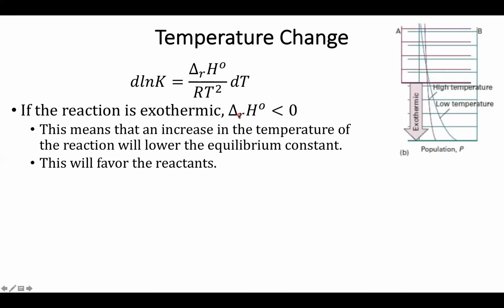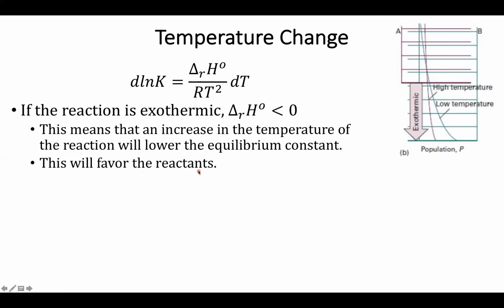So if I have an exothermic reaction, it means I'm going from a high energy to a low energy. And in practice, this means I'm going to have a negative change in enthalpy, which means that if I have an increase in temperature, so a positive temperature change, and a negative change in enthalpy, this means I'm going to have a negative natural log, which is essentially a way of saying that I'm going to decrease my equilibrium constant. So the equilibrium constant is going to decrease, meaning it's going to become lower, also meaning it's going to be more reactant favored.